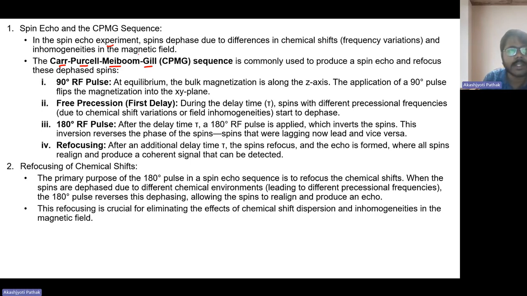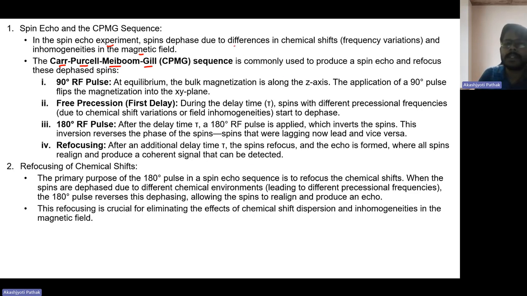Frequency variations and inhomogeneities in the magnetic field. Okay, so I am giving a 90-degree pulse, and after the application of the 90-degree pulse, I'm giving it a delay of time t. So what happens in that time delay of time t? The spins are dephasing. Now, why are they dephasing? Because of two main reasons.